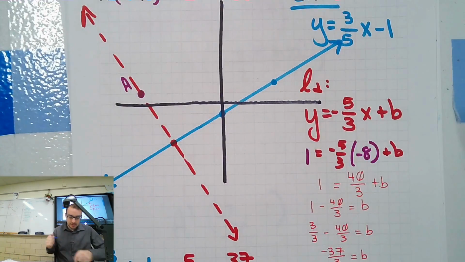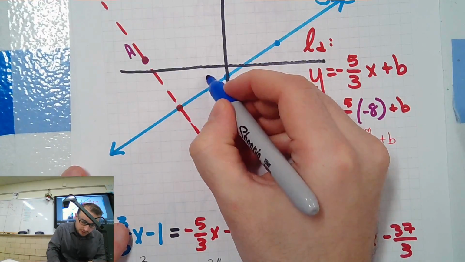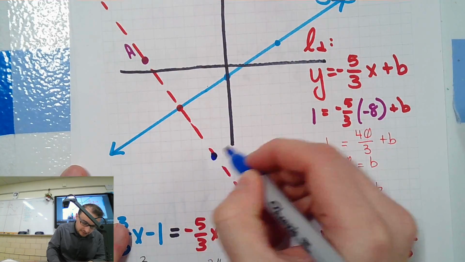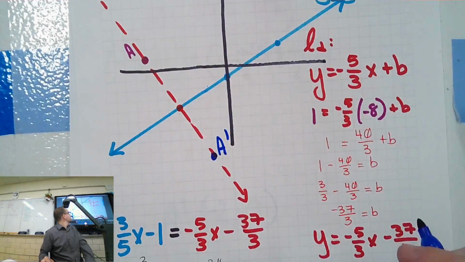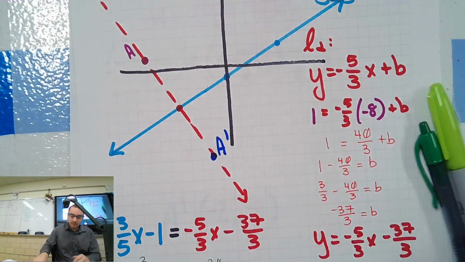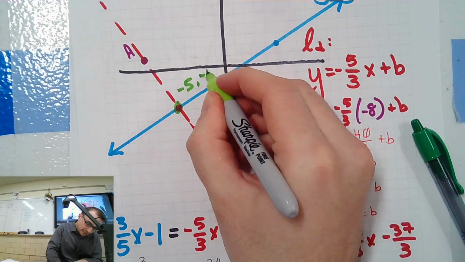No. A prime is this point. Negative 2, negative 9. That's here. 1, 2, 3, 4, 5, 6, 7, 8, 9. A prime. There's the reflection. Our midpoint was here at negative 5, negative 4.